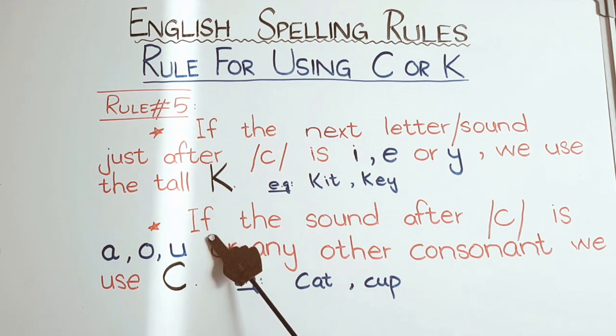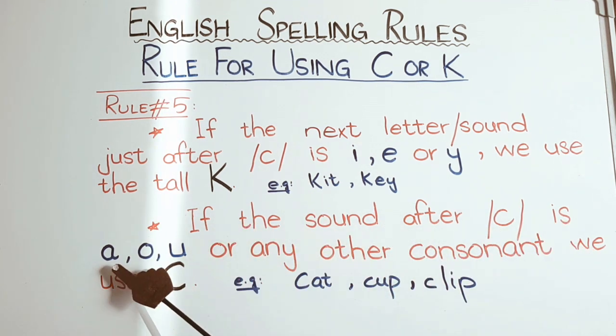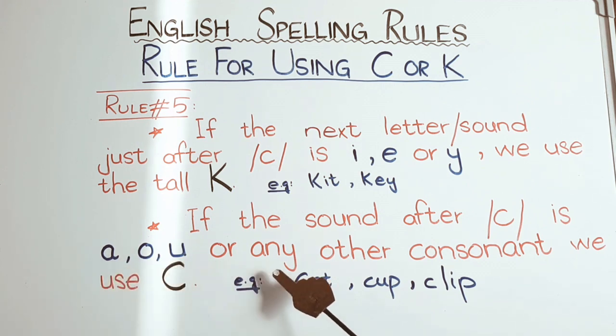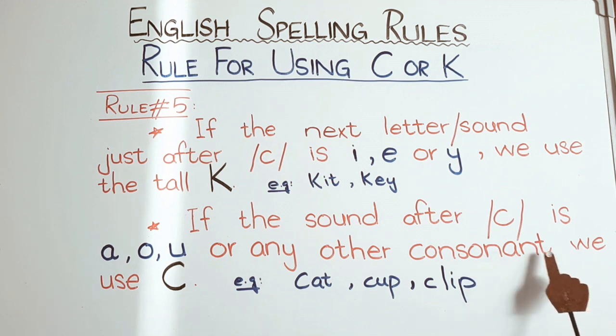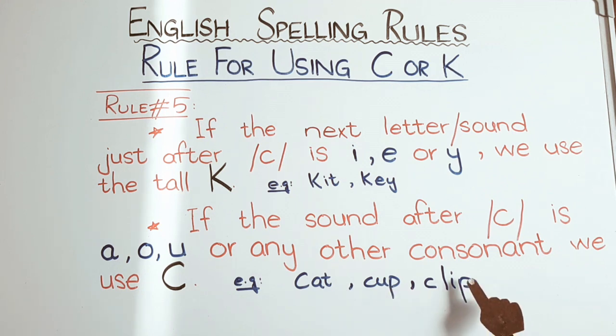Now what's the second thing? If the sound after K is A, O, U, or any other consonant, we use this K, means C. Like in cat, after K we have A, okay. Cup, after K we have U. And clip, after K we have L sound, that's a consonant.